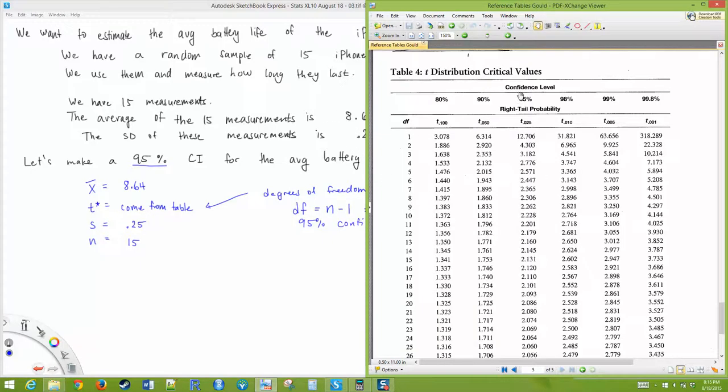Yeah, so I want a 95% confidence interval. So I pick the column that says 95%, and then my degrees of freedom is 14, N minus 1. I've got 15 in my sample, 15 minus 1 is 14. So I go to the row that says DF 14, and the number I pick is 2.145. Okay?